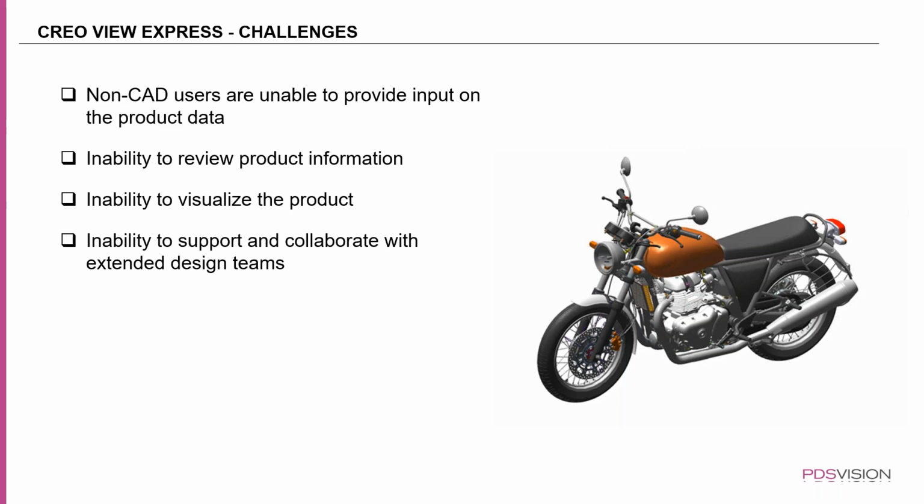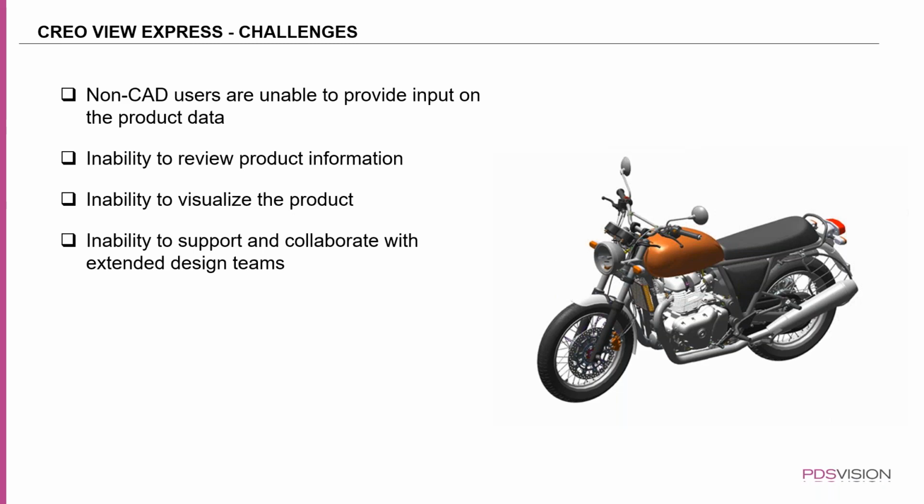Also, the inability to view product information. So they are able to see what that particular product information is. Some of that product information is kept in either attributes or it's kept in parameters. So if they don't have the authoring CAD application, they're unable to see that information. And then, inability to visualize the product itself.